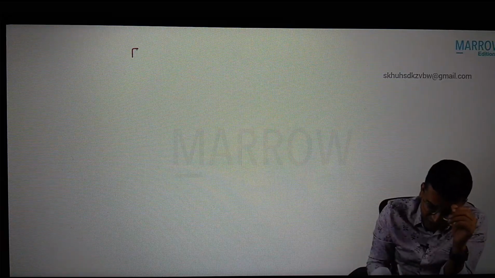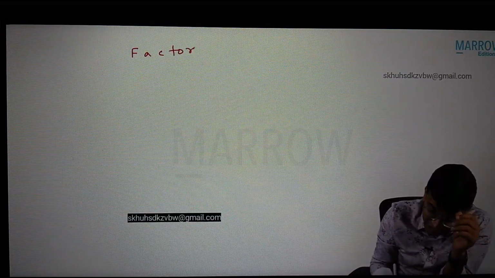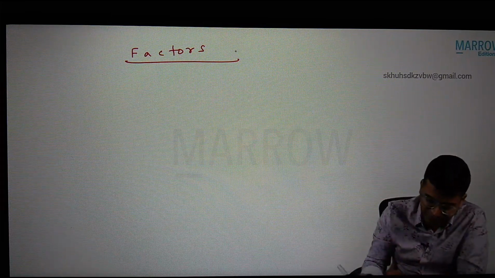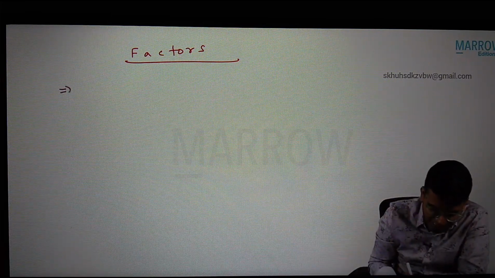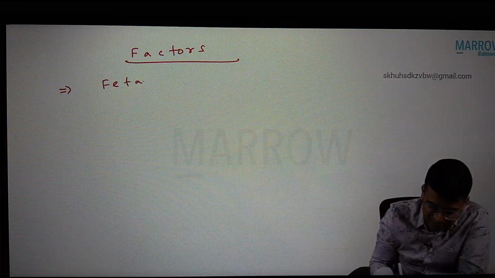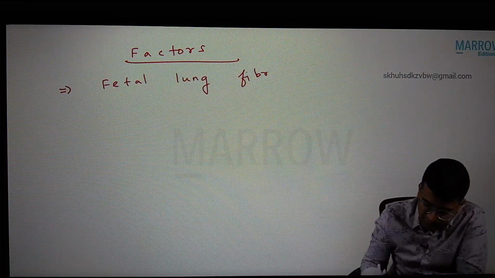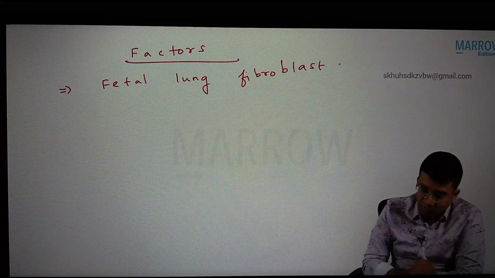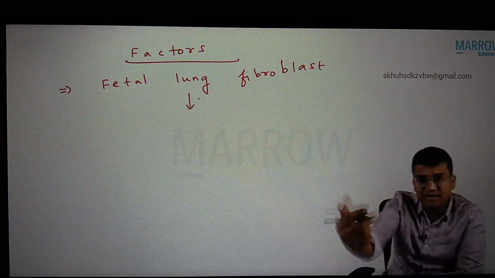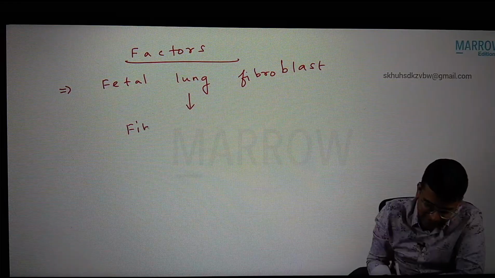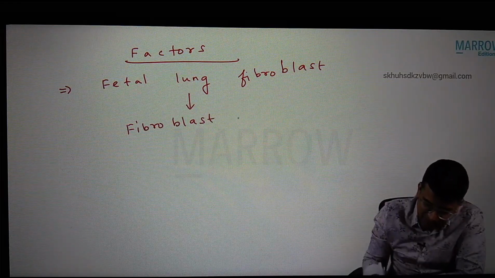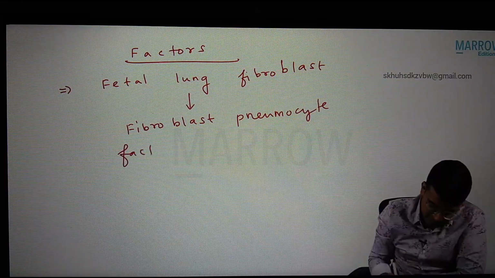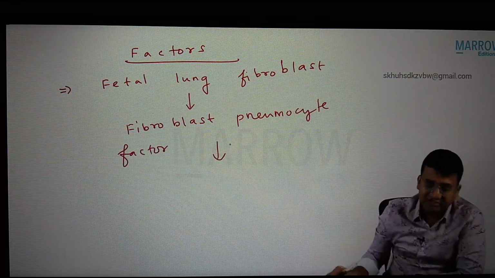Now, the factors essential for surfactant production. For surfactant production, we need fetal lung fibroblast. We need this factor, fetal lung fibroblast. Now, what will this factor do? This will stimulate the fibroblast pneumocyte factor.